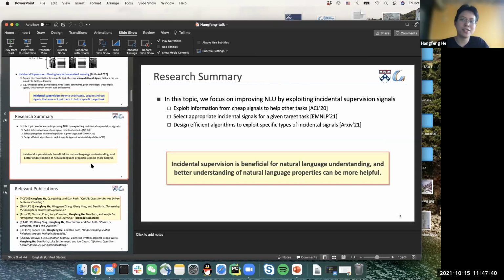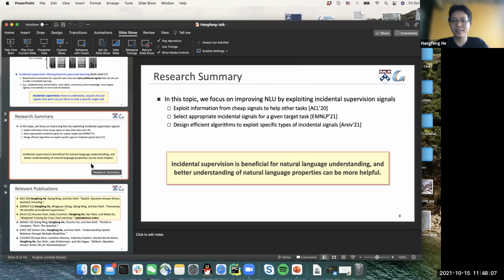Okay, yeah. Actually, I think incidental supervision and indirect supervision are quite similar in some sense. But indirect supervision was formally proposed for some specific tasks, such as extracting entity relations with indirect supervision. They were previously mentioned in some specific settings, and incidental supervision is more general, to highlight the supervision from cheap signals.